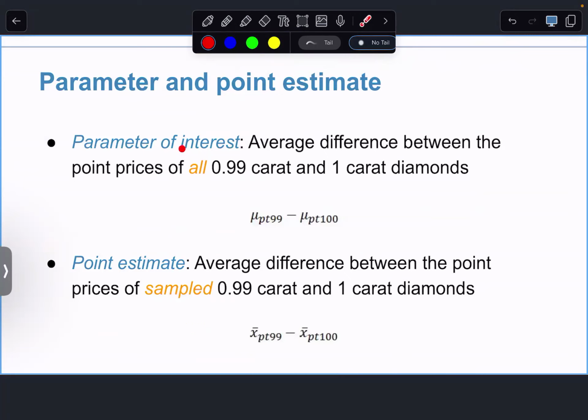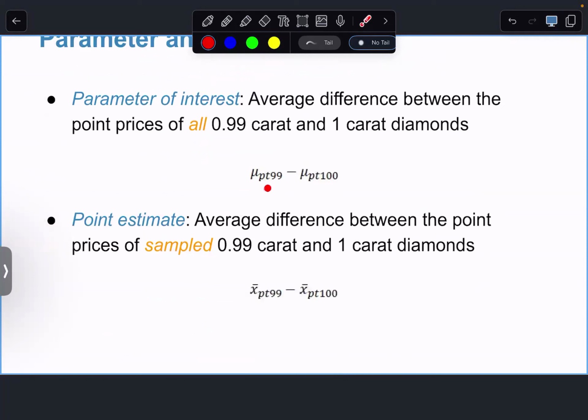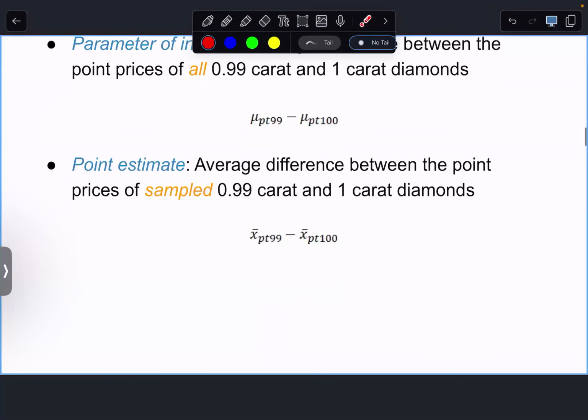The thing I'm interested in is the average difference between the point prices of all 0.99 carat diamonds and 1 carat diamonds. So I could write something like mu 99 minus mu 100, right? How does that relate to 0? My point estimate for this value is, of course, the sample means subtracted from each other. So x bar 99 minus x bar 100.